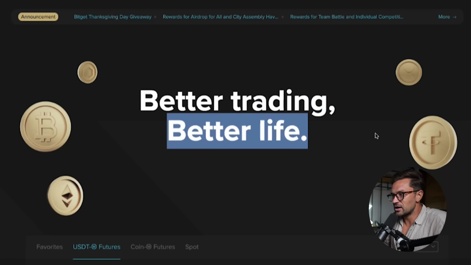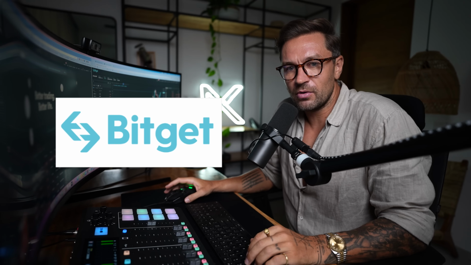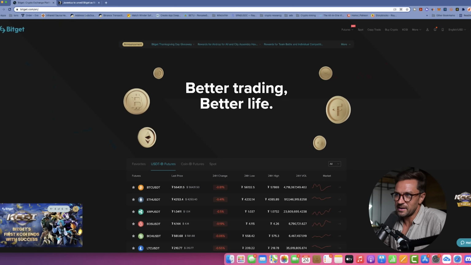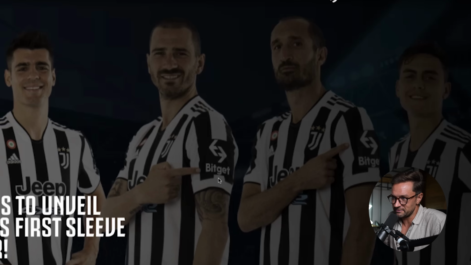Better trading, better life. Sounds like both things that I like in my life. And that's the slogan for Bitget, the brand new crypto exchange, who's making big moves, such as the Juventus Soccer League team, whose previous major sponsors were Adidas and Jeep. And now look who's gracing the left sleeve, Bitget.